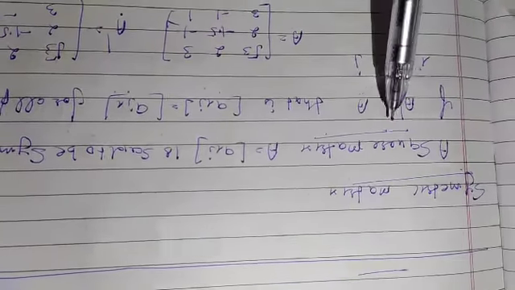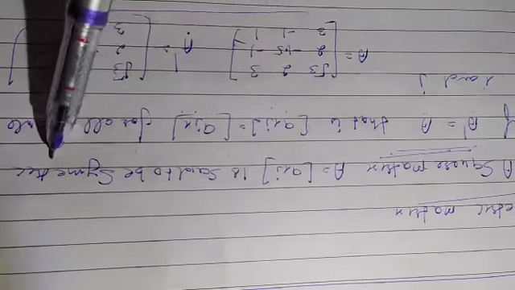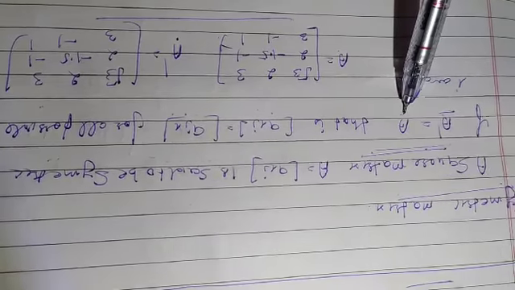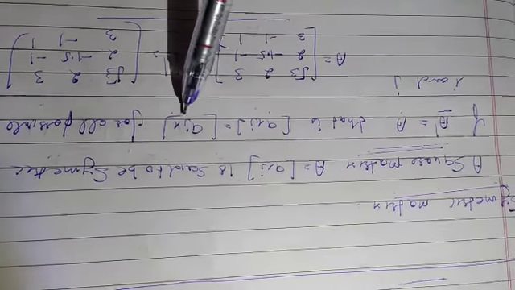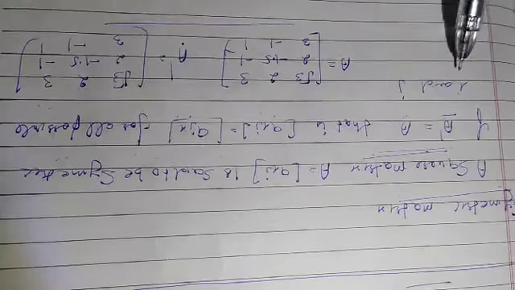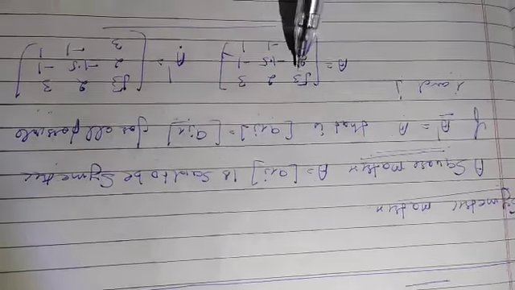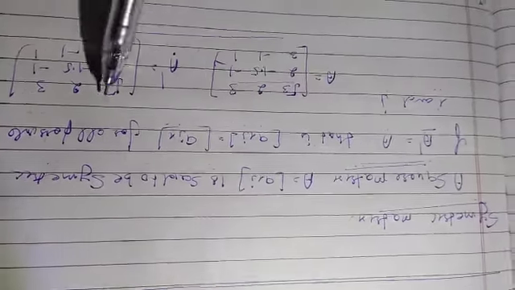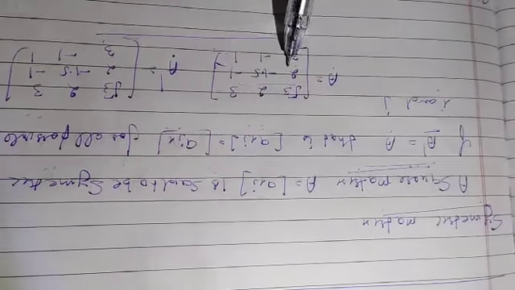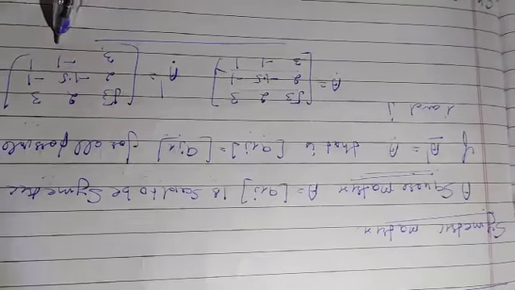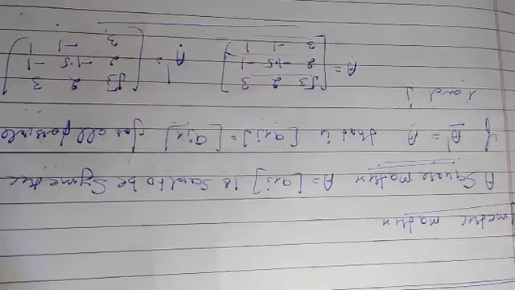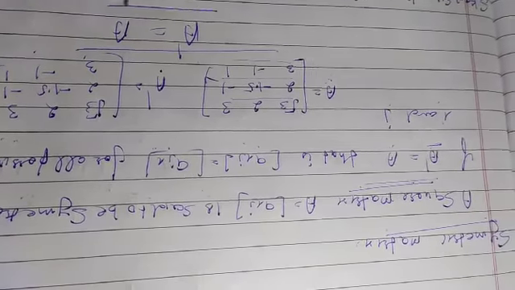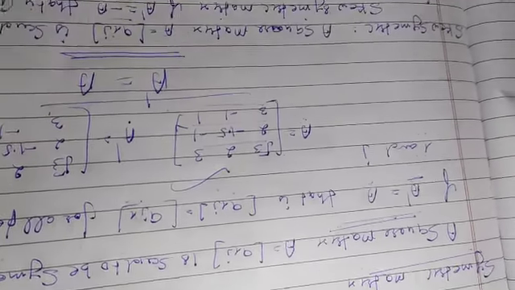Symmetric matrix. A square matrix Aij is said to be a symmetric matrix if the transpose of the matrix is equal to itself. Then Aij is equal to Aji for all i and j. For example, A is a matrix of 3 by 3 order. The first row becomes the first column, the second row becomes the second column, the third row becomes the third column. A is equal to A transpose, then it is a symmetric matrix.